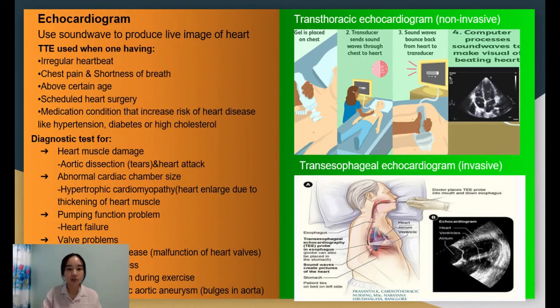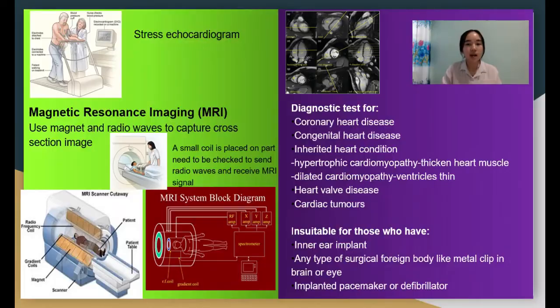Next, echocardiogram. It uses sound waves to produce live images of the heart. It diagnoses heart muscle damage, abnormal cardiac chamber size, pumping function problems, and valve problems. There are three types of echocardiogram, including non-invasive transthoracic echocardiogram, invasive transesophageal echocardiogram, and stress echocardiogram.